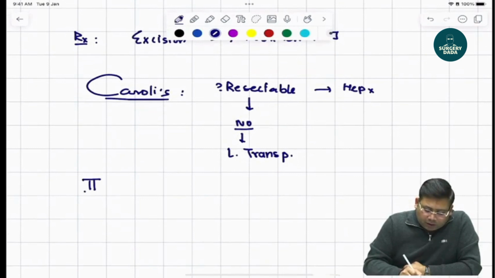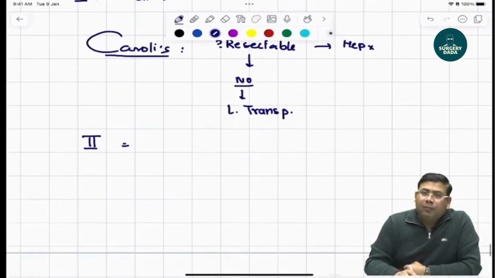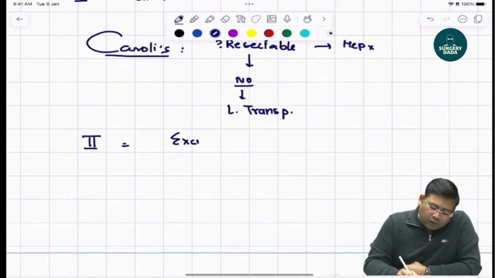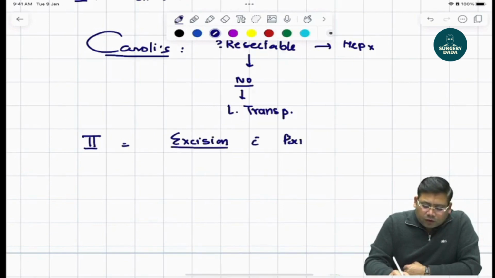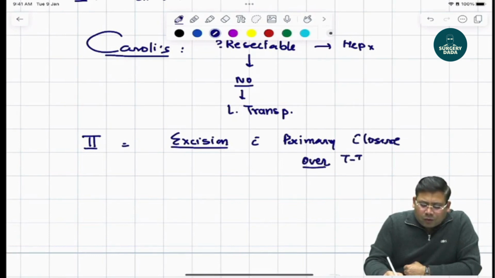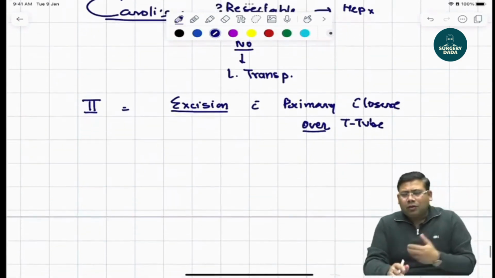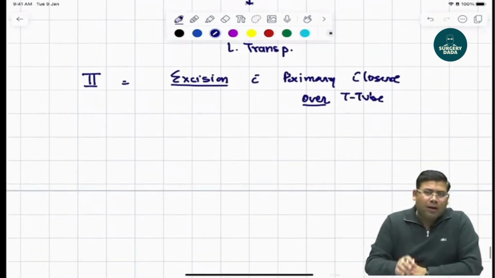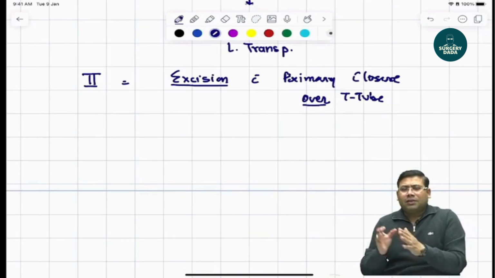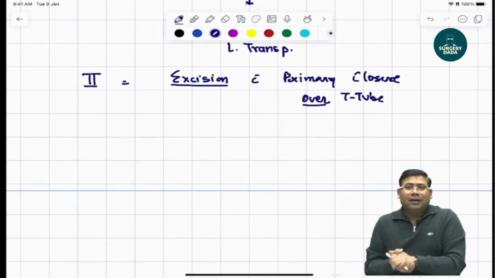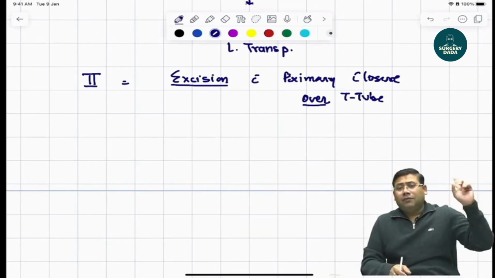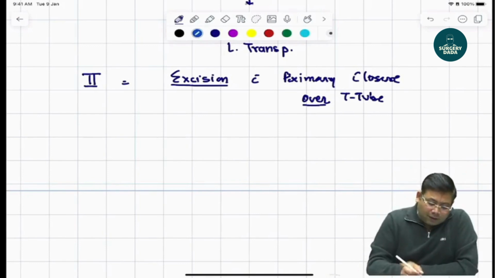When we talk about type 2, what is that? Type 2 is saccular, so we don't require an HJ. So excision with primary closure over a T tube. This is very simple. If you further need to understand, go to my evening lectures where I have already taught the choledochal cyst. Do revise it from there, because in the main Dadagiri series I have started with GIT. I have not completed it, but in the evening series I have just done it. So you can go there and check this out.